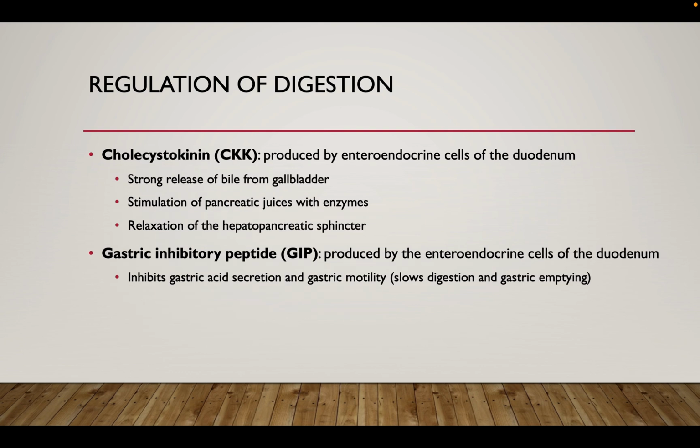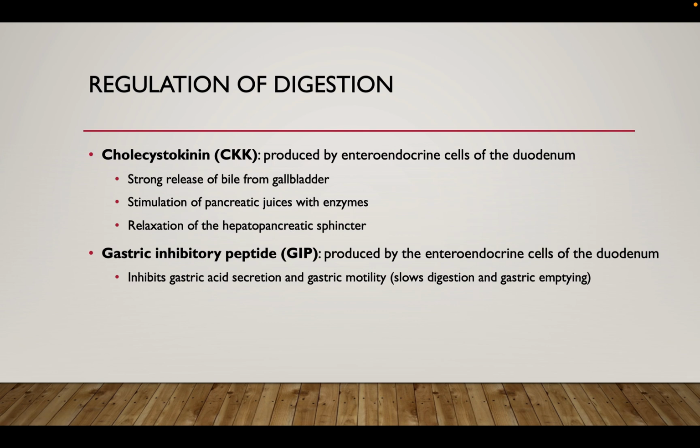We have a couple more. We have something known as cholecystokinin, which is sometimes abbreviated CCK. This is also produced by the cells lining the duodenum. It is stimulated to be released whenever material enters the duodenum. So release of bile from the gallbladder, release of pancreatic juices from the pancreas with those enzymes, and then the relaxation of the hepatopancreatic sphincter, which we also refer to as the sphincter of Oddi. That is the joining of the common bile duct and the pancreatic duct leading into the duodenum.